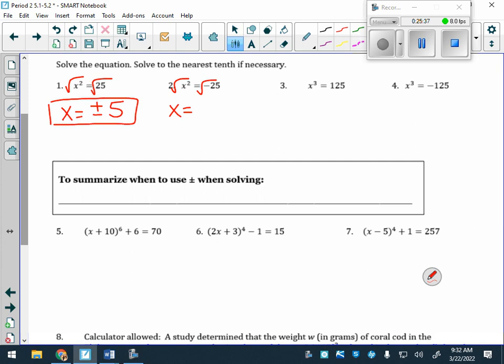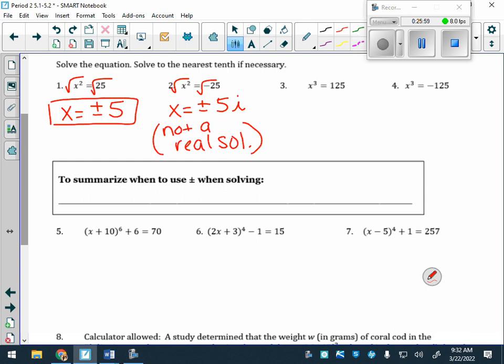Plus or minus 5i, which is not a real solution, right? So when we're taking the square root of a negative number, it would not be a real solution, okay, because we have imaginary.